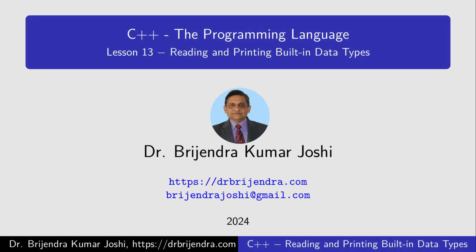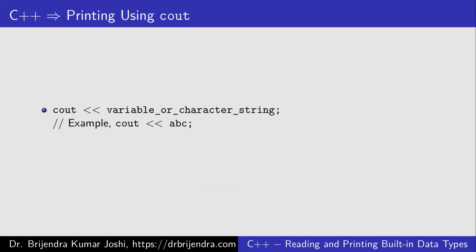In this video, we'll see how we can read and print variables of built-in data types in C++ programming language. Though we have already seen how to make use of cout and cin in one of the initial videos on C++, let us have a recapitulation. Let's revisit it. So printing using cout, you use cout like this.